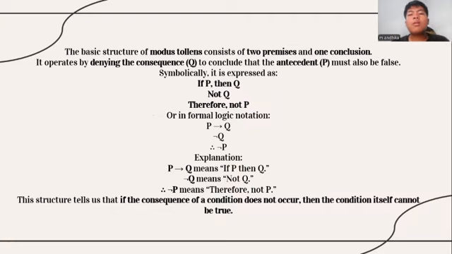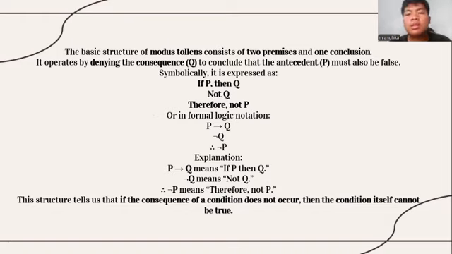The basic structure of modus tollens consists of two premises and one conclusion. It operates by denying the consequence, Q, to conclude that the antecedent, P, must also be false.